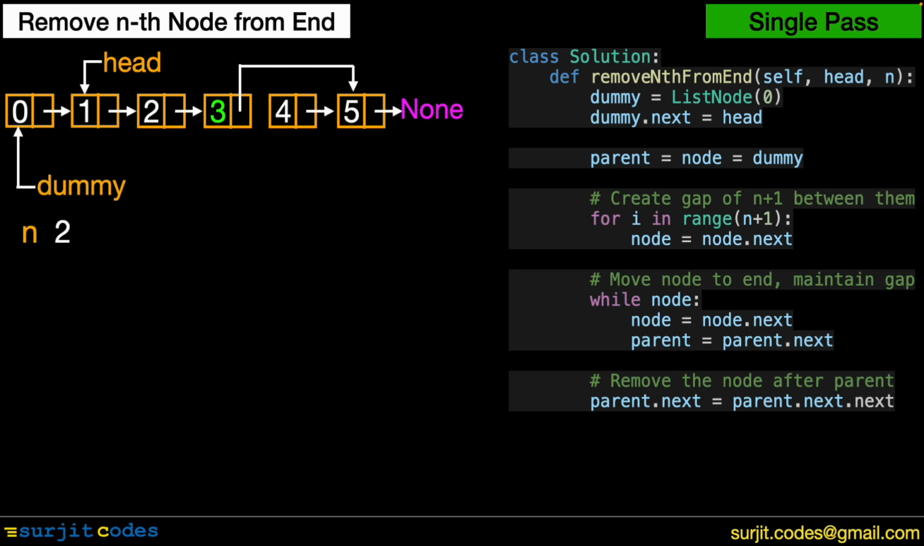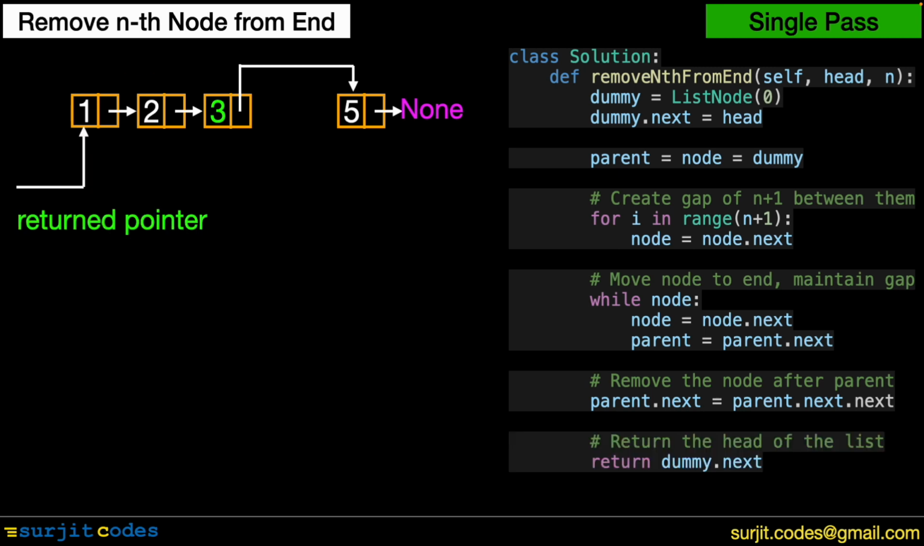We have to remove the node after parent. So we point next item of parent to the node after one node is skipped and return next part of dummy as the head of the new list. Time complexity is of the order of the length of the list. No extra memory is used, so the space complexity is constant.